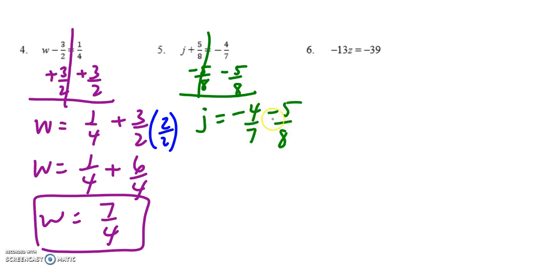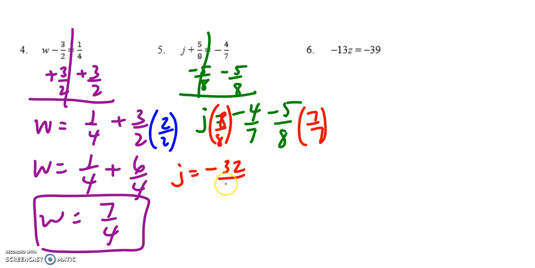In order to subtract, we again need a common denominator. The first number that 7 and 8 go into is 56. So I could use that trick of multiplying this fraction by 7 over 7 and multiplying this fraction by 8 over 8. And if I do so, 8 times negative 4 is negative 32. j equals, 8 times 7 is 56, minus 5 times 7 is 35. 8 times 7 is 56.